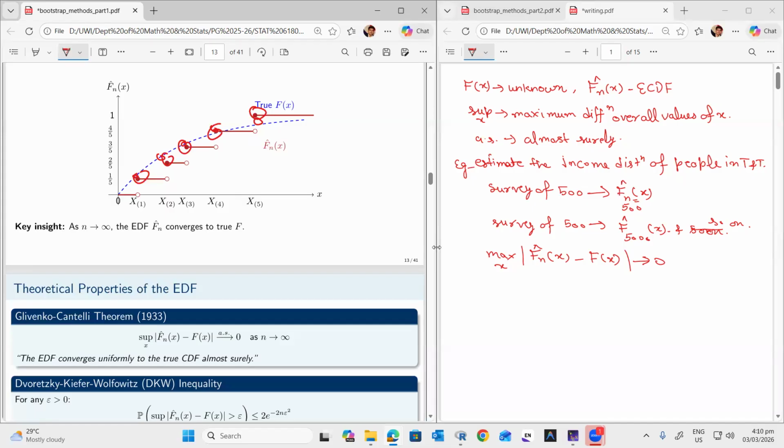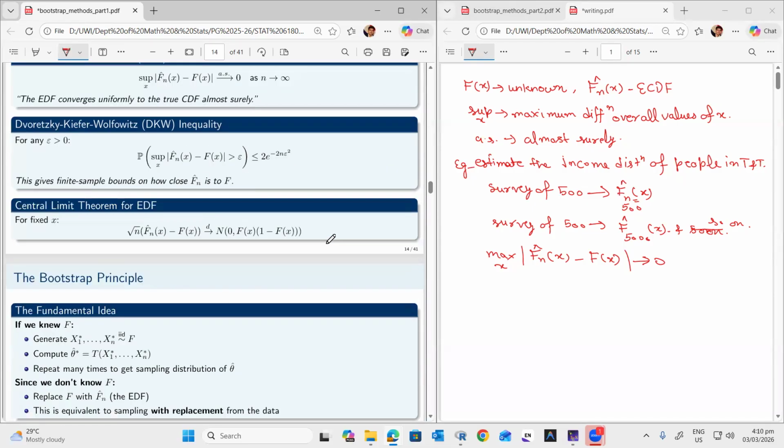So now we come to another theorem, that is the DKW inequality. For every epsilon, the probability that the absolute difference between the empirical CDF and the population CDF, at the maximum over x, is greater than epsilon, is less than or equal to 2 times e raised to the power minus 2 n epsilon squared. So this gives us a finite sample bound on how close F_n hat is to F.